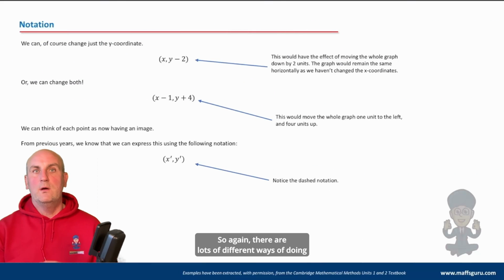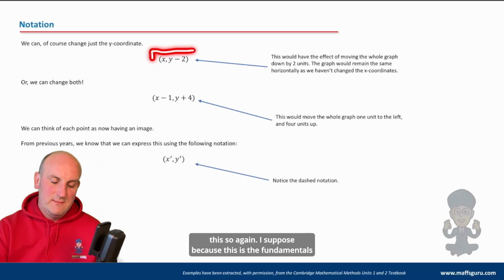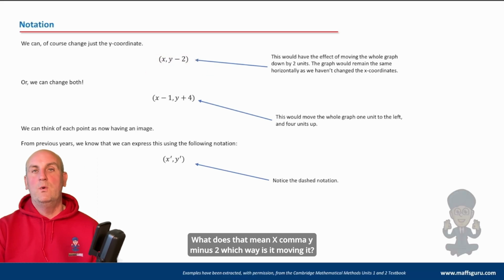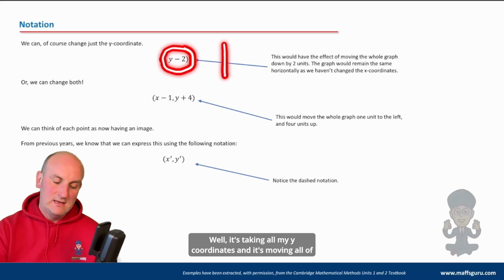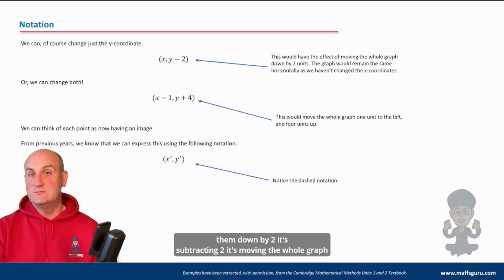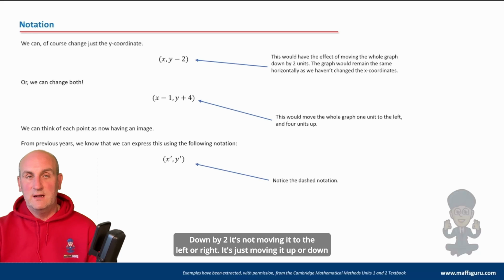So again, there are lots of different ways of doing this. I suppose because this is the fundamentals, what does that mean? (x, y - 2). Which way is it moving it? Well, it's taking all my y coordinates and it's moving all of them down by 2. It's subtracting 2. It's moving the whole graph down by 2. So not moving it to the left or right. It's just moving it up or down.